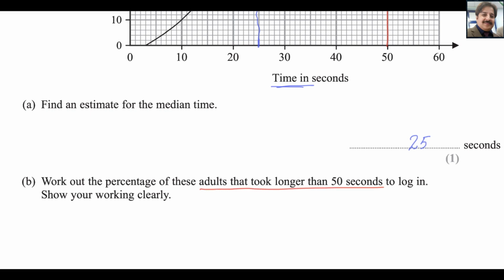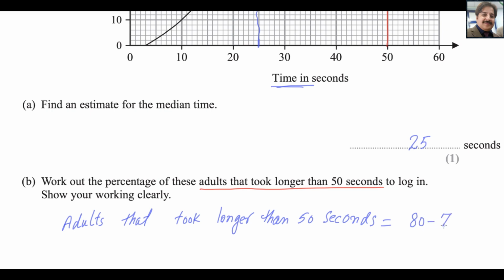You can write the same line here: adults that took longer than 50 seconds. So they are 80 minus 75. So there are 5 adults.